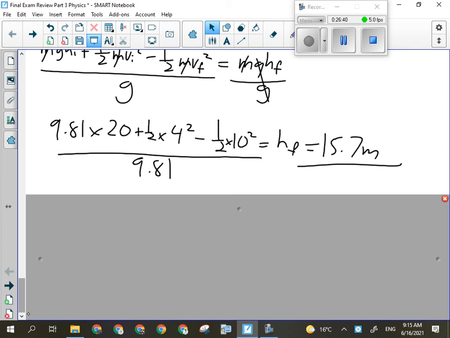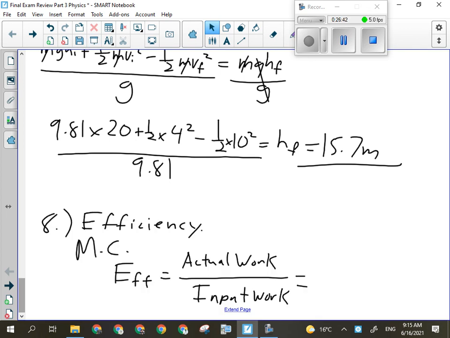All right, and then the last thing we went over was efficiency. There's some multiple choice. There's 2 questions. They both involve using the formula. So on our formula, we have the actual efficiency equals the actual work divided by the input. That'll give you your decimal, 0.87, 87%. 0.32, 32%.